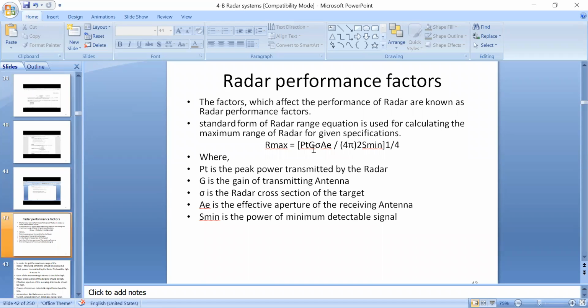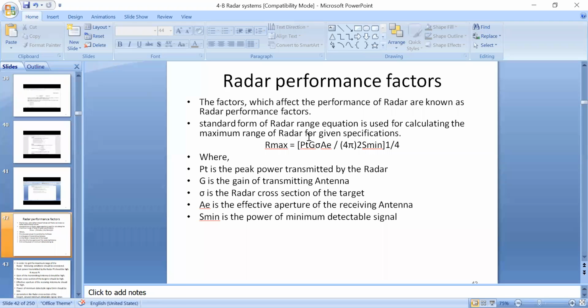As a radar system, what is its activity? Its activity is detection and ranging. So by deriving the radar range equation, we are analyzing the performance of a radar system, right? Is it clear? So now what are the radar performance factors? The parameters which are included in this radar range equation are called radar performance factors. All these are the radar performance factors.